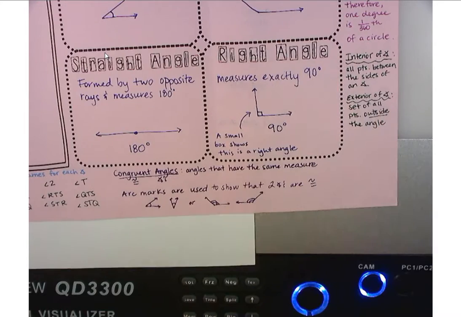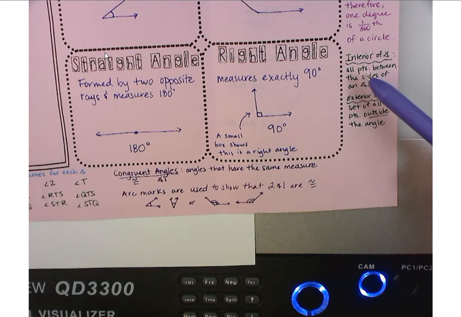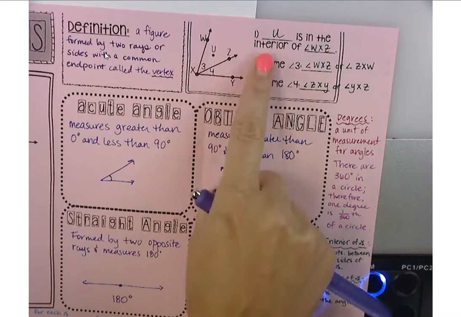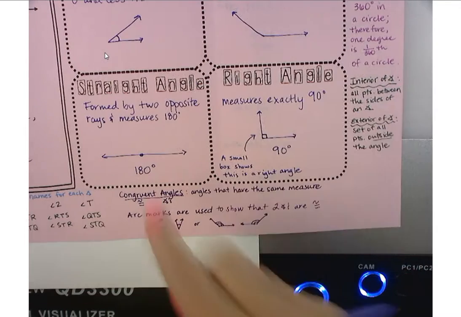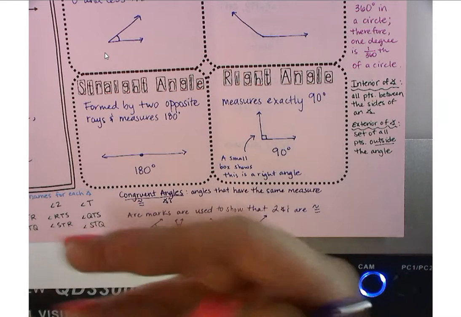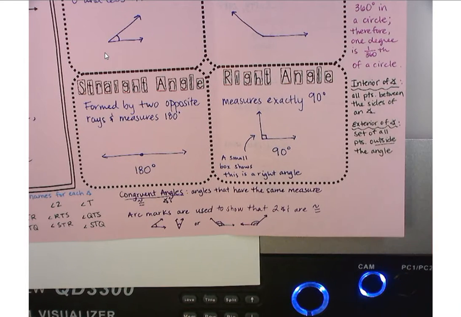And then lastly, let's just make sure we understand when we use words like interior, like we did up here, that we understand what that means. So interior, just like if you were an interior designer, you would think about designing the inside of a house. Well, interior is going to be all of the points between the sides of an angle, or you can think of the inside of an angle. Whereas for exterior, that's going to be the set of all points outside of the angle.